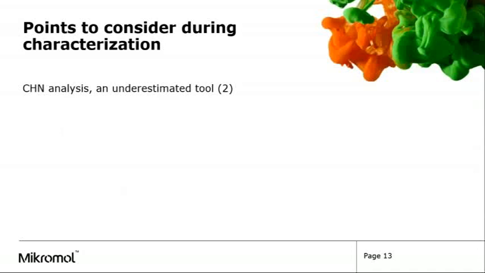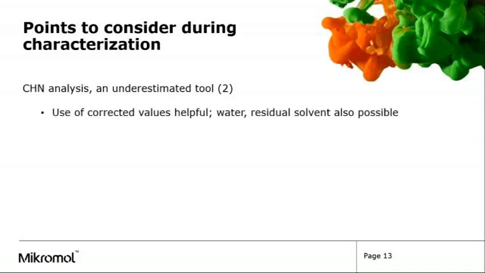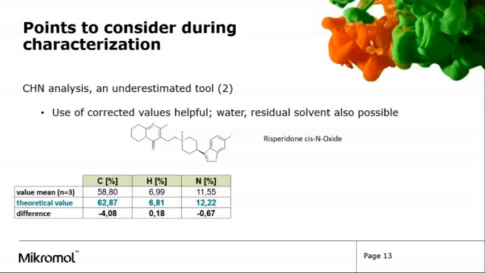Another point to consider also relates to CH&N analysis, and this is to consider when water or residual solvents might be present. The example in this case is risperidone cis N-oxide, where the theoretical values given in the middle row here were higher than the obtained values, which suggests that something else is going on.